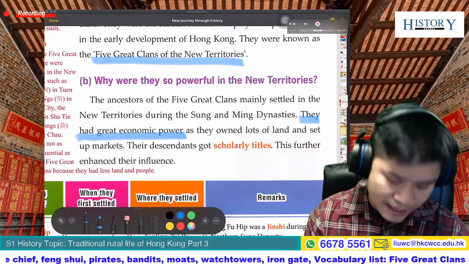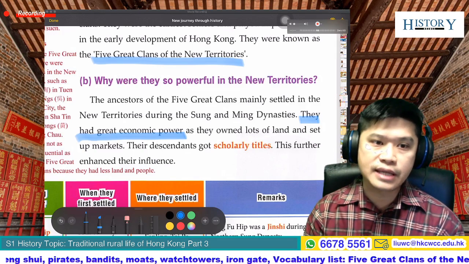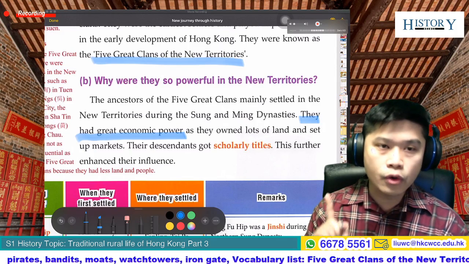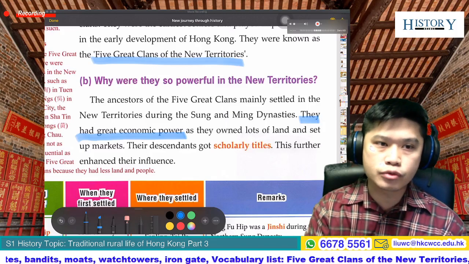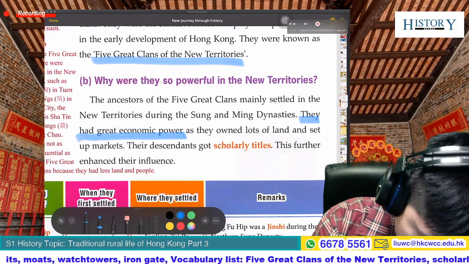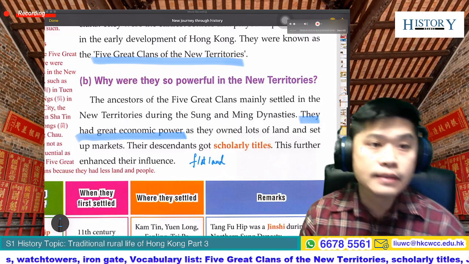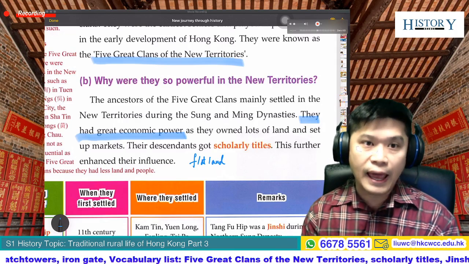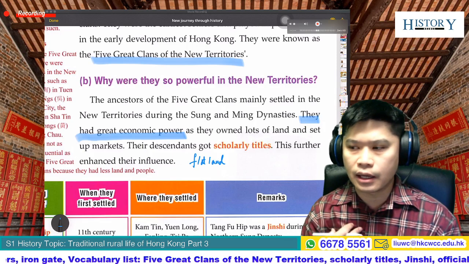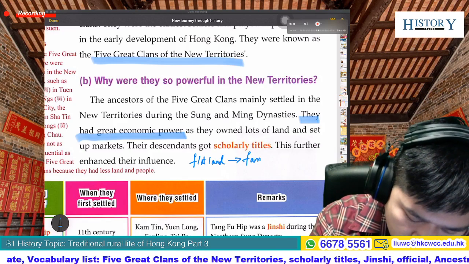It is because, as they settled in the new territories, or in Hong Kong, at an early time, those punti, that group of people, could settle on some fat land first. And as I mentioned last time, what would be the importance of fat land? That would be for farming.